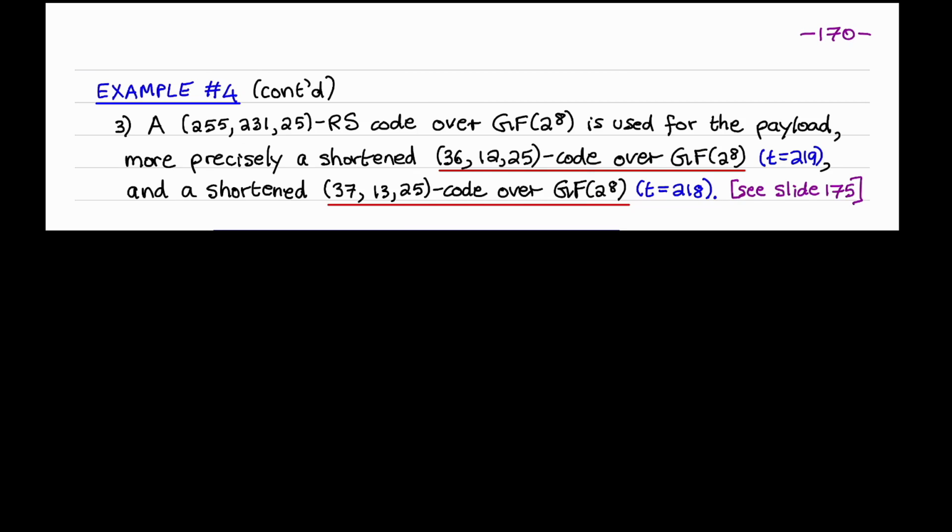Lastly, a [255, 231, 25] Reed-Solomon code over GF2 to the 8 is used for the payload in QR codes. More precisely, 2 shortenings of this Reed-Solomon code are used to encode the payload data. We'll see this Reed-Solomon code in slide 175.